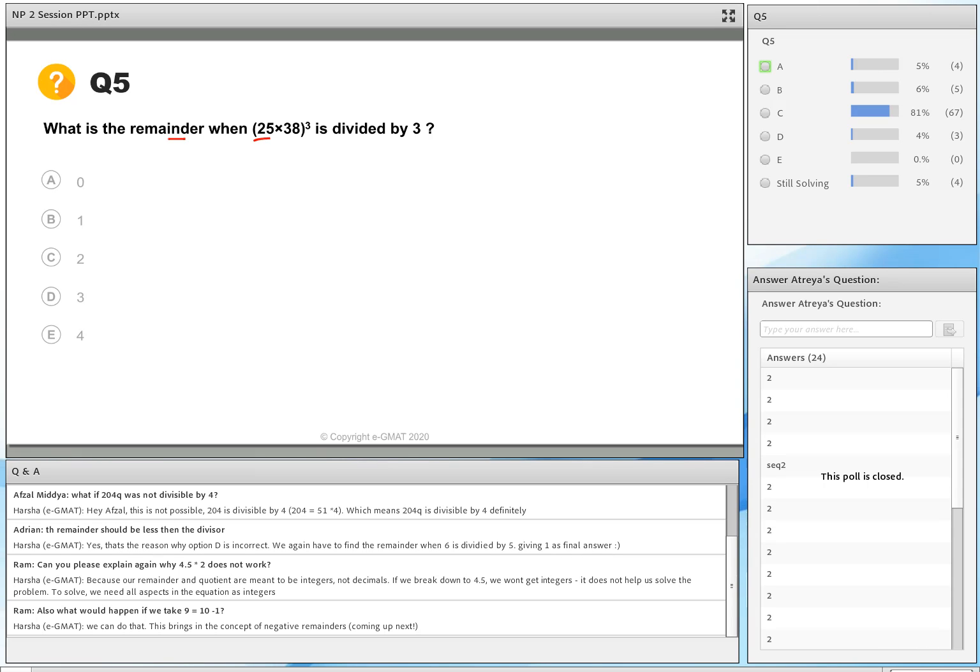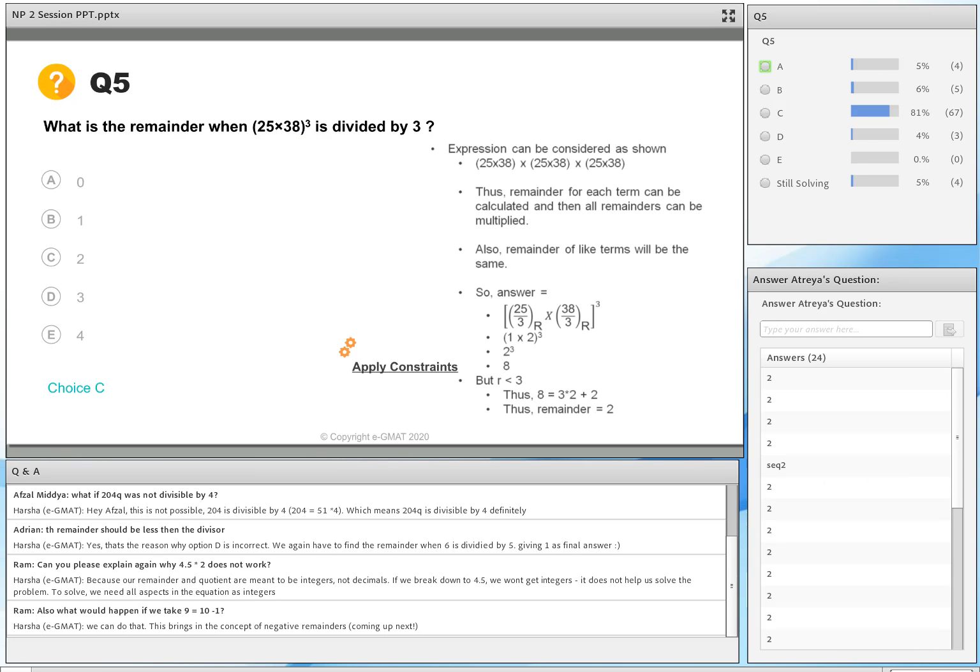That is, I'll individually calculate the remainders for 25 and 38. Now, what is the remainder for 25? The remainder for 25 is equal to 1. What is the remainder when I divide 38 by 3? That is equal to 2. So what is the remainder when 25 times 38 is divided by 3? It's equal to 2. However, I have a 3 in the exponent, right?